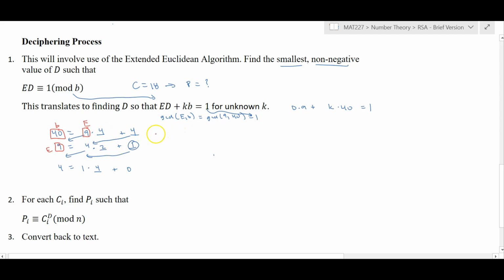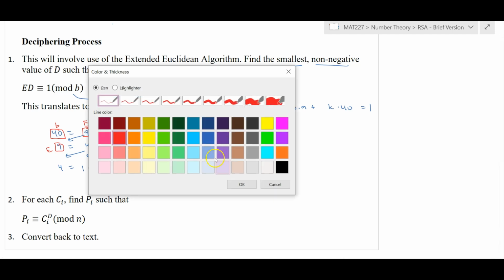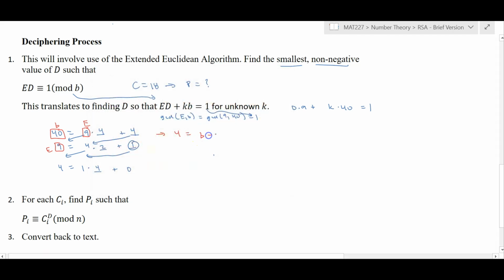So expressing the remainder in each line as a combination of B and E will give us 40 minus E times 4. Or 40, I'm sorry, we don't want to use 40, we want to use B. B minus 4E. Okay, so all I did was just subtract over the 4E. B minus 4E gives us 4. And double check it, make sure it works out.